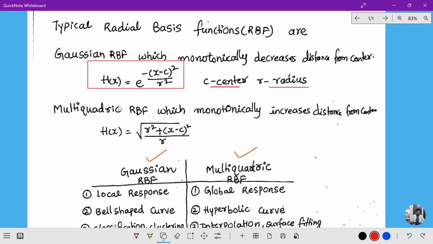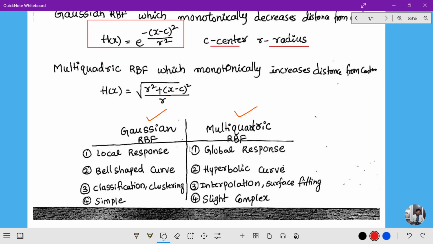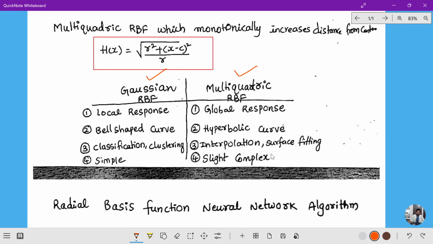But when it comes to the multi-quadratic radial basis function, we are using the formula h(x) = square root of (r^2 + (x - c)^2) / r. Now we'll see the differences between Gaussian radial basis function and multi-quadratic radial basis function.